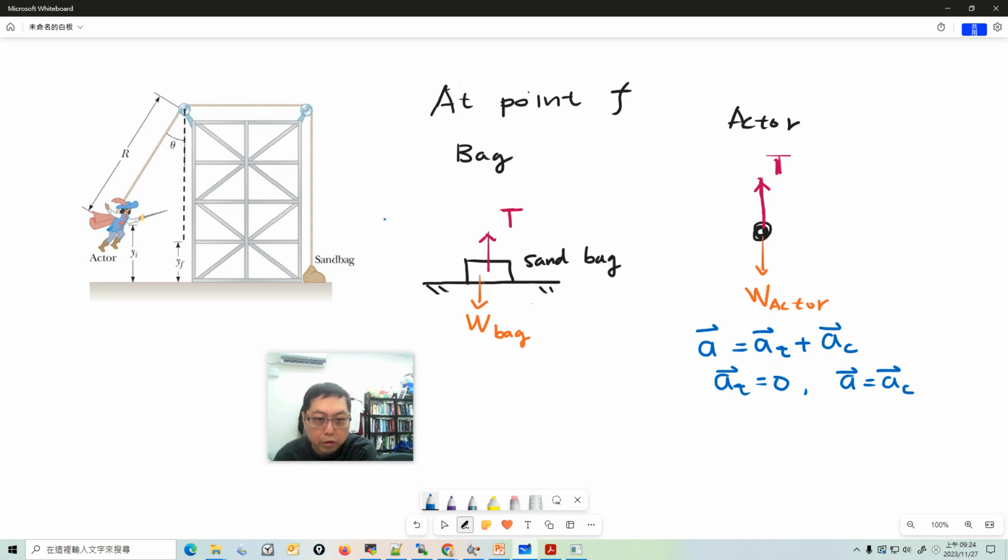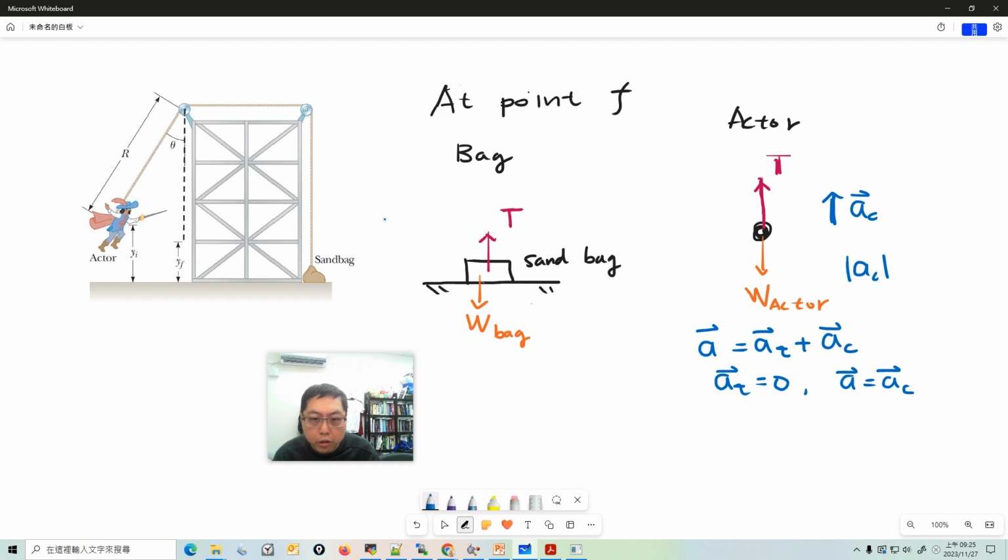Remember the centripetal acceleration rule. Let me write it. The actor feels the centripetal acceleration and it points up. And the magnitude of the centripetal acceleration is... Oh, I'm sorry.